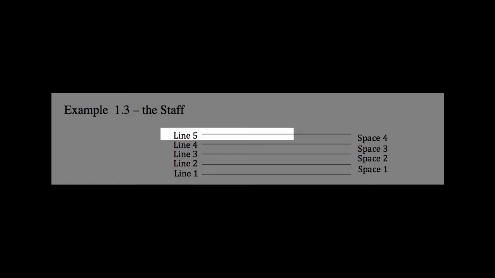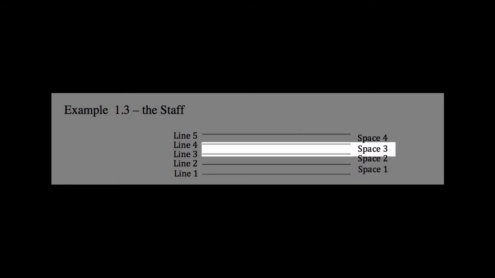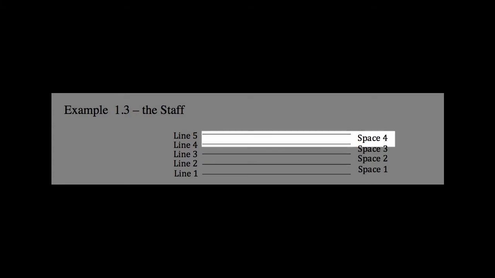Our notational system for pitch consists of placing individual notes on a 5-line grid called the staff. Both the lines and the spaces between the lines are meaningful locations on the staff, so we should learn to identify them both with numbers. Line 1, line 2, line 3, line 4, and line 5. Space 1, space 2, space 3, and space 4.